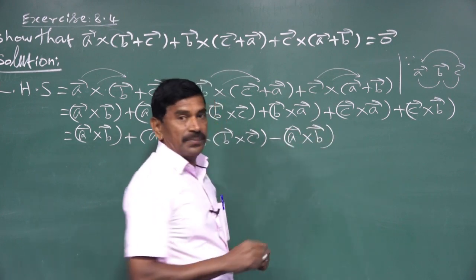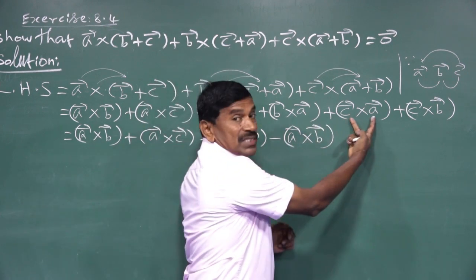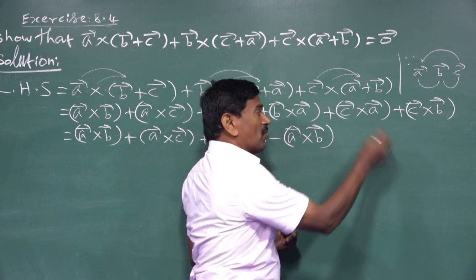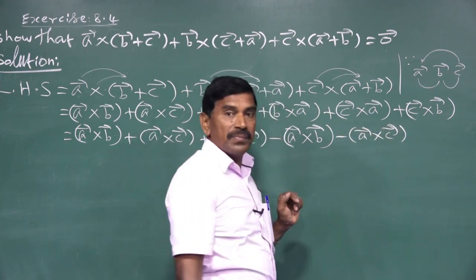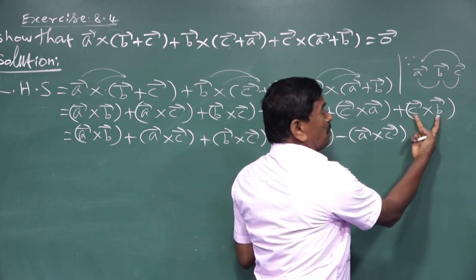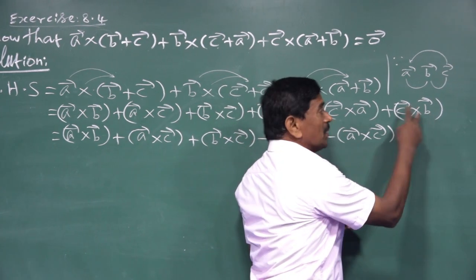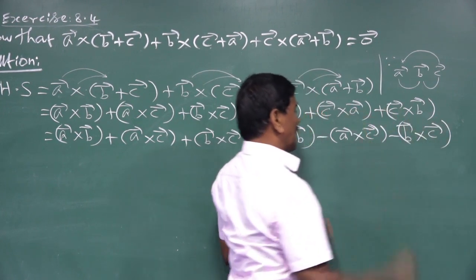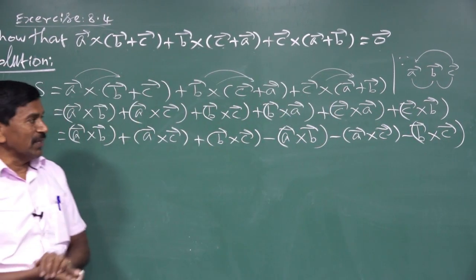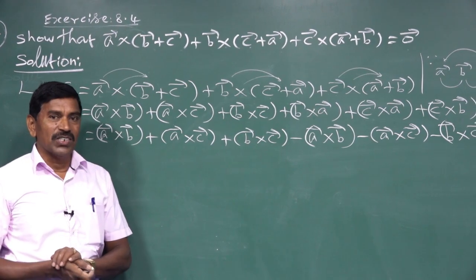Next, C cross A is equal to minus A cross C. So minus A cross C. Next step, C cross B is equal to minus B cross C. Minus B cross C. Complete the bracket. Now simplify it yourself. Start your answer.